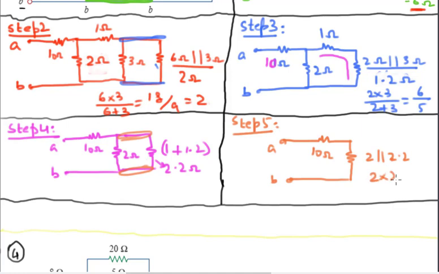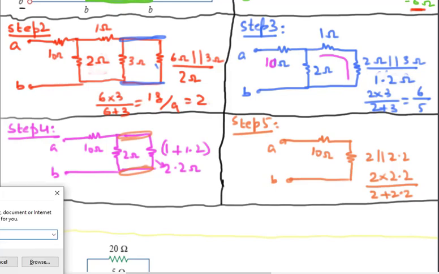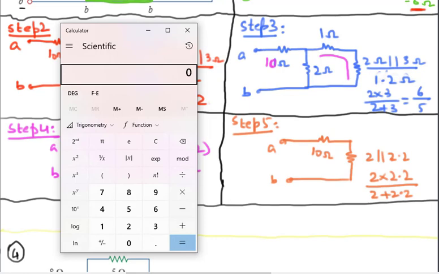And you can solve this again. 2 into 2.2 divided by 2 plus 2.2. What it's going to come out, let's do it on the calculator. So 2 times 2.2 is equal to this, and the answer is divided by 4.2.